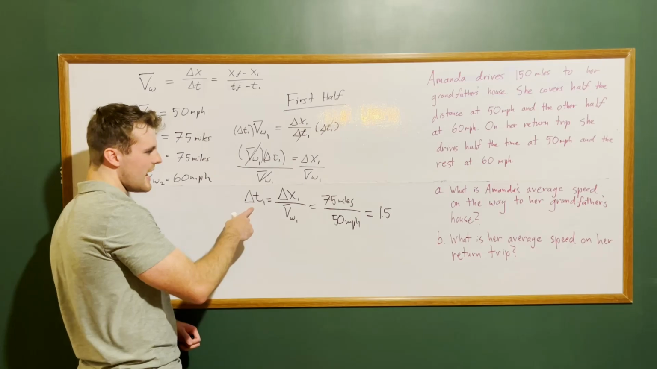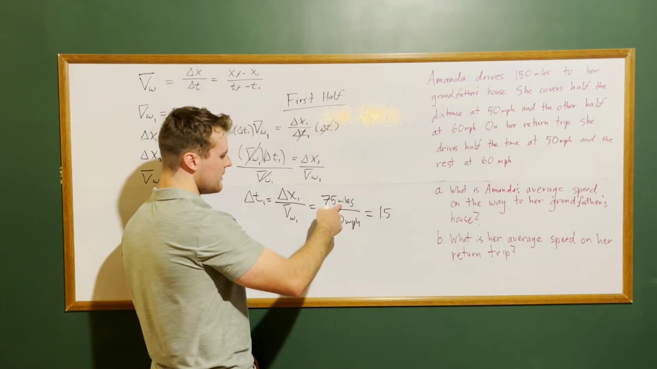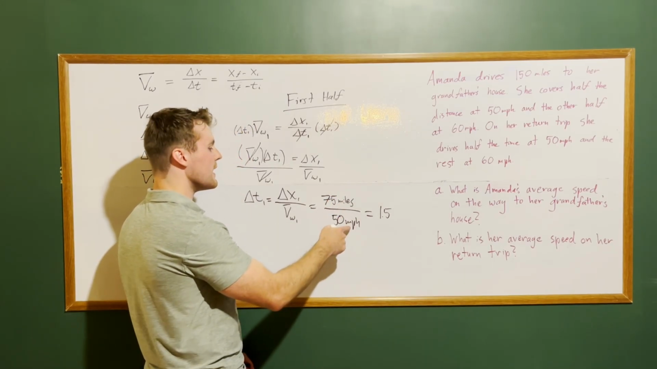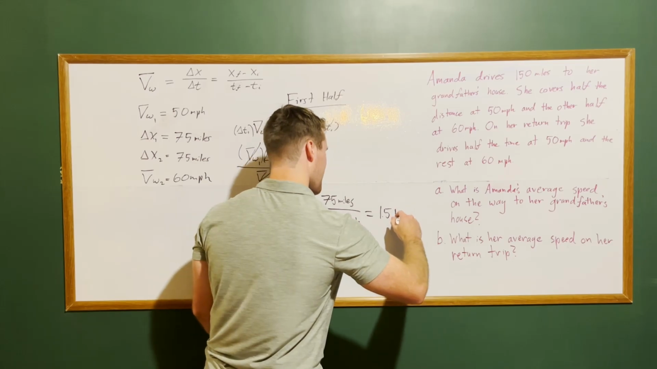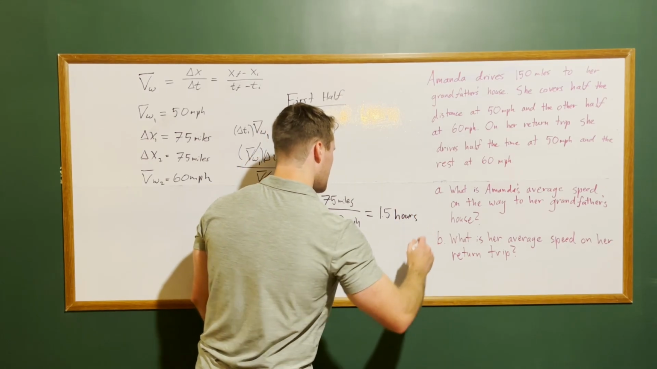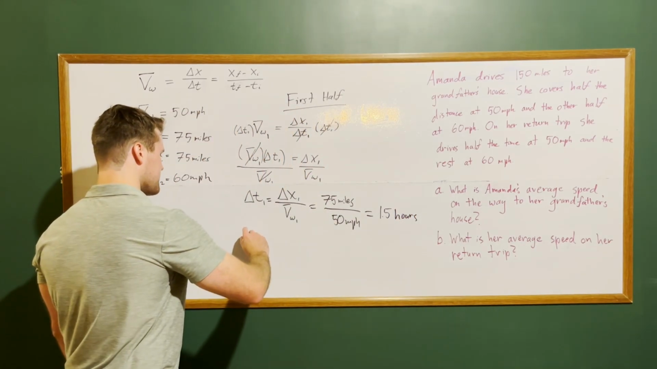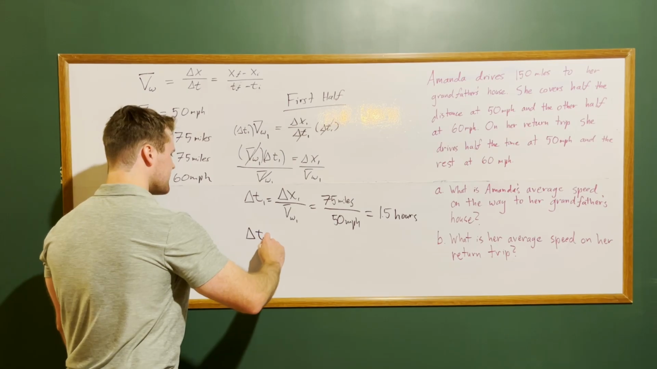And we're solving for time here. So we have miles and miles per hour. The 2 miles cancel in our units, and we're left with hours. Okay, cool. Let's calculate our delta t for our second segment of the trip.